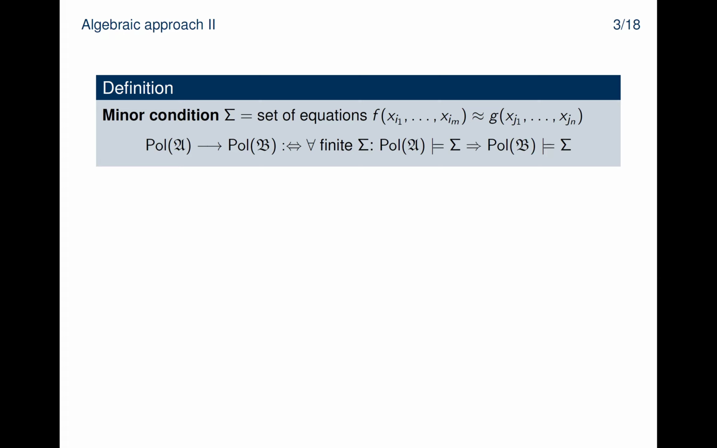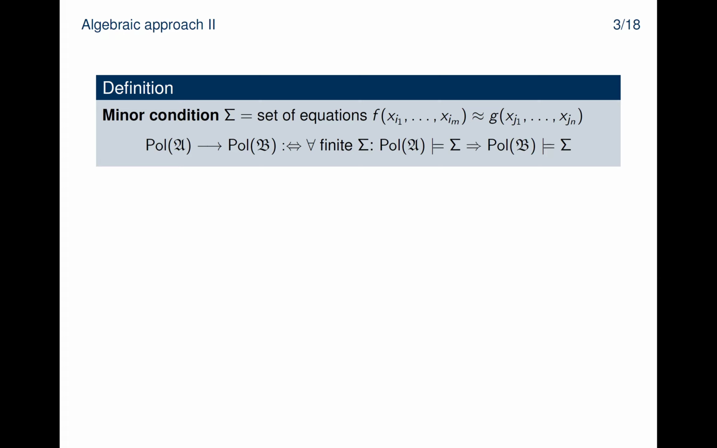So a minor condition is just a set of equations of the following form. We have terms which are not nested, with some operation symbols f and g, and then we can have variables as whichever we want, and then the equality must hold between these two terms. And how to interpret it for a polymorphism clone. A polymorphism clone satisfies such a minor condition if we can assign polymorphisms to these symbols f and g, such that for all possible evaluations of these variables, we will have an equality.